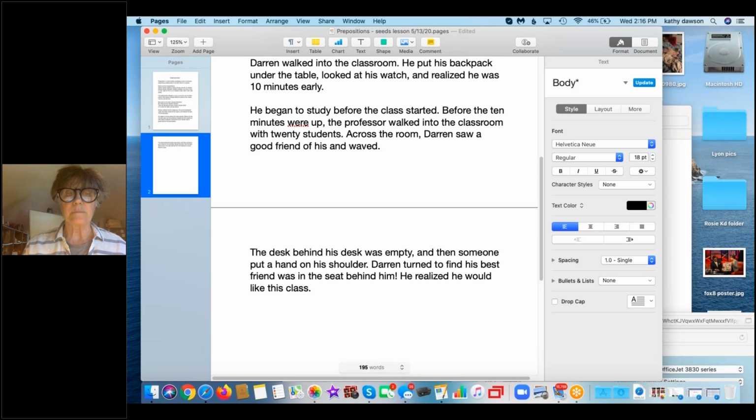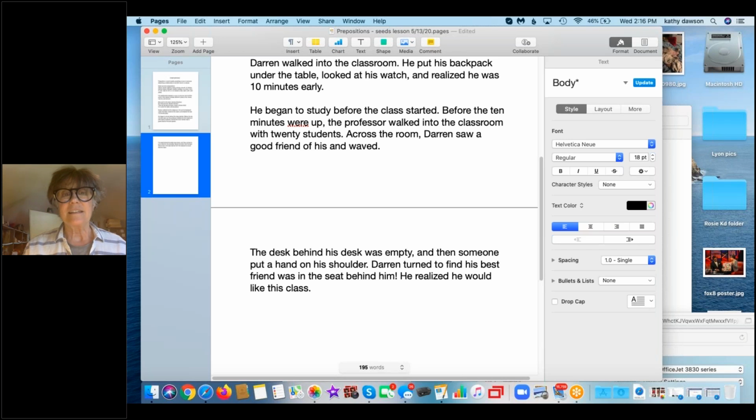Darren turned to find his best friend was in the seat, prepositional phrase. Preposition is in. Behind him, another preposition, prepositional phrase. So those are kind of almost back to back. He realized he would like this class.